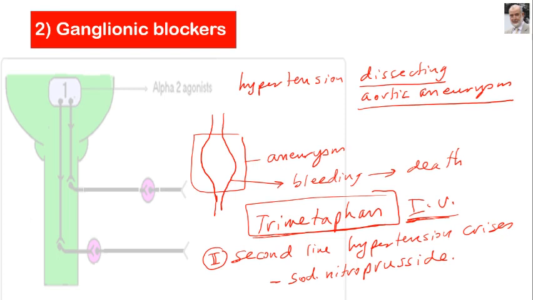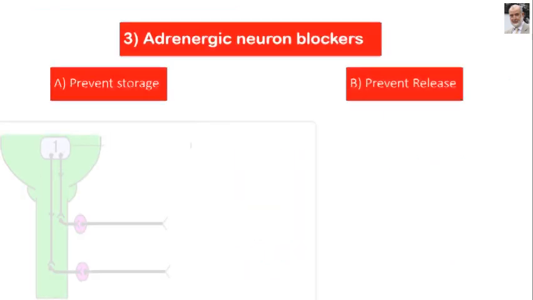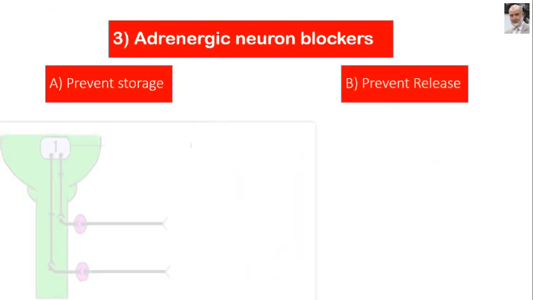The third group are drugs that act on the adrenergic nerve terminal. They are known as adrenergic neuron blockers. So if we imagine this is the adrenergic nerve terminal, these drugs either prevent the storage of noradrenaline, as we have said in the previous presentation. Noradrenaline, after it is synthesized, is stored in the storage vesicle. So some drugs prevent the storage of noradrenaline.